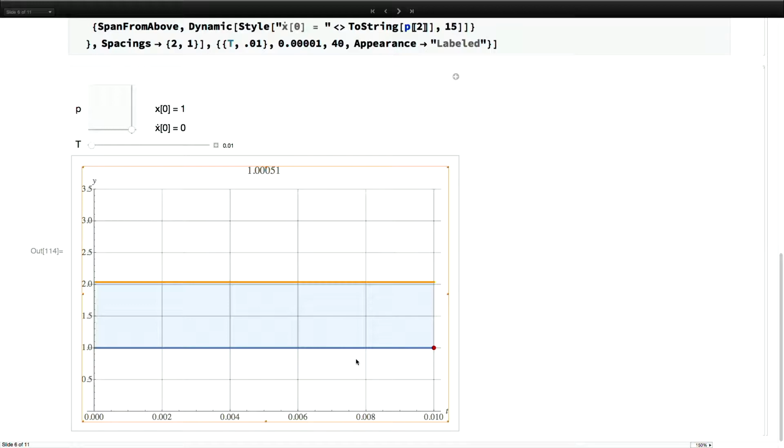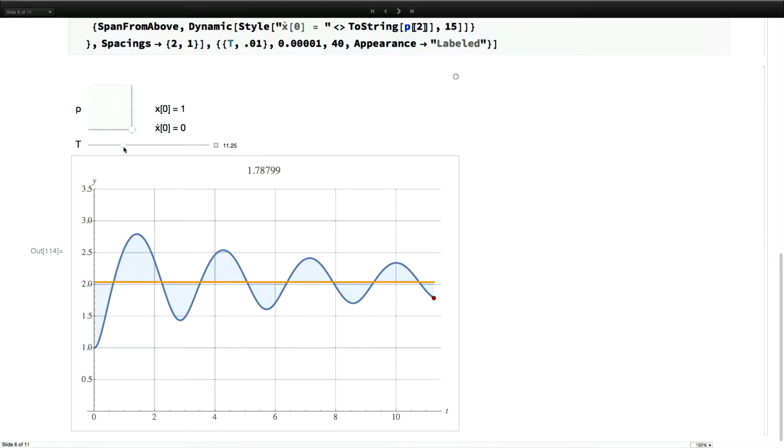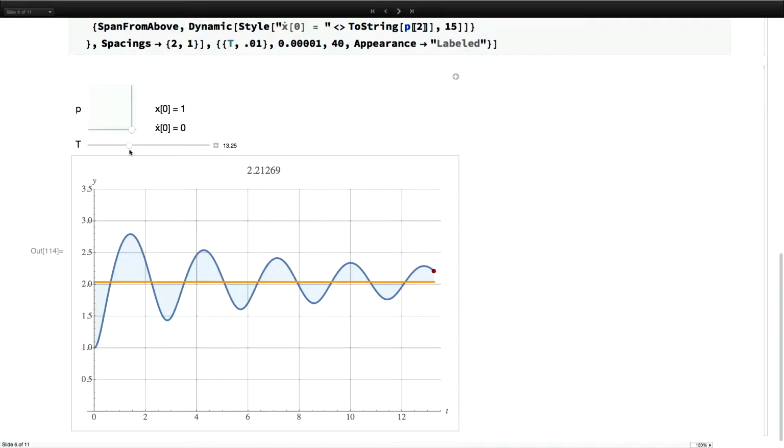So we have these simulations. On the x-axis is the time, which we can change maybe like that. And in this square we have initial conditions. We can change it, as you can see.